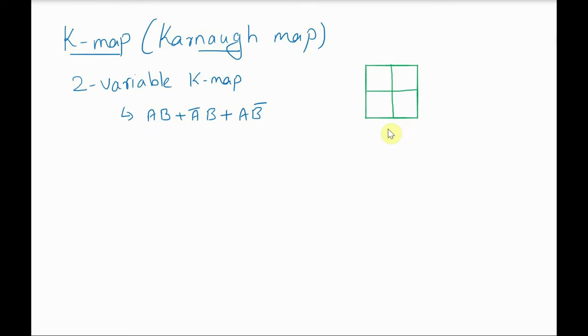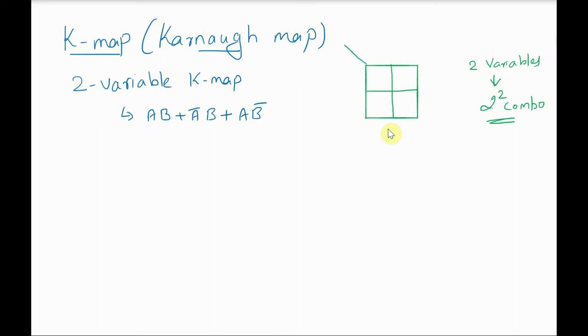So a two variable kmap will have four cells, because using two variables we can have four combinations. Two variables means 2^2 combinations. That means four combinations. That is, using A and B, we can have 00, 01, 10, and 11. And these four combinations are represented in each cell. And that's why for two variable kmap, we need four cells.